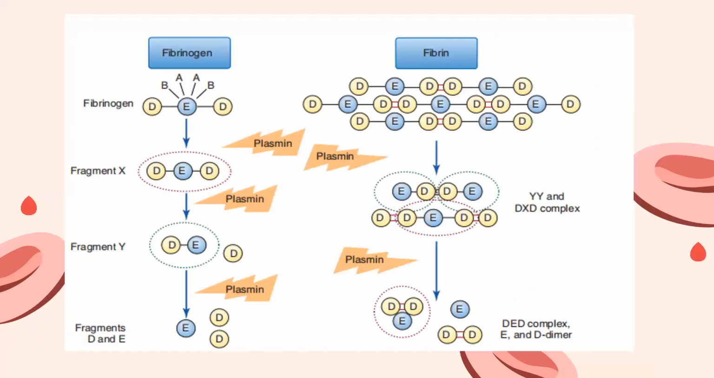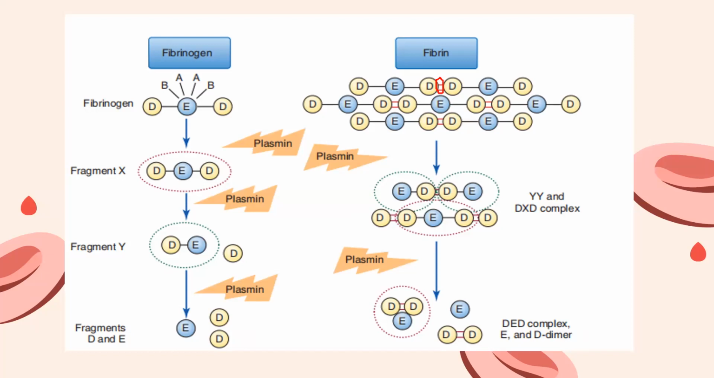Okay? So if you remember this, ito yung itsura ng fibrin clot natin, di ba? Ang fibrinogen natin merong DED na portion. Okay? And then magdidikit-dikit sila. And then itong cross-linking na to between the both D is the effect of your factor 13, the stabilizing factor. So ito na yung fibrin clot mo pag magkakadikit-dikit na sila.